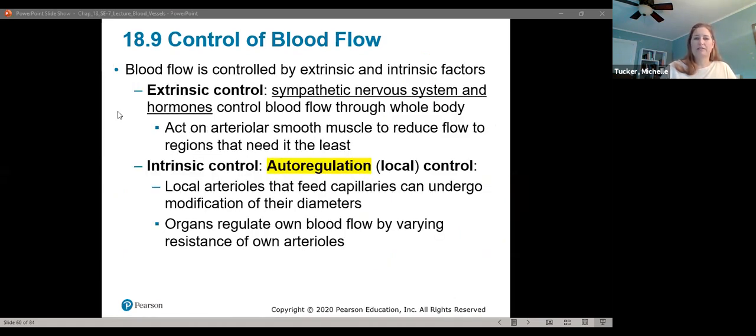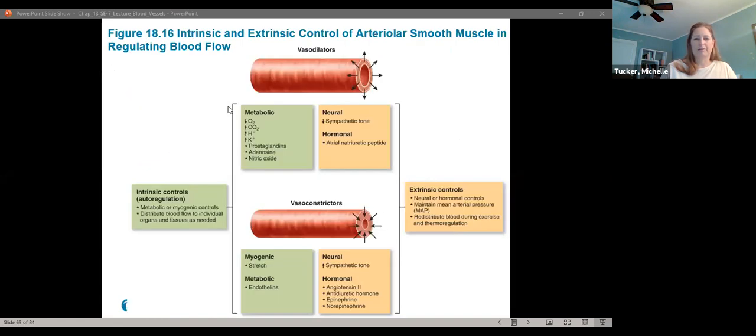So blood flow is controlled by extrinsic factors as well as intrinsic factors. We've actually already looked at the extrinsic factors because those were the ones that affected total peripheral resistance and maintaining blood pressure. So I'm going to skip forward a little bit to this little graph, and the extrinsic factors are here in the peach colored boxes. We have vasodilators, vasoconstrictors. For extrinsic controls, those were those short-term neural and short-term hormonal controls.